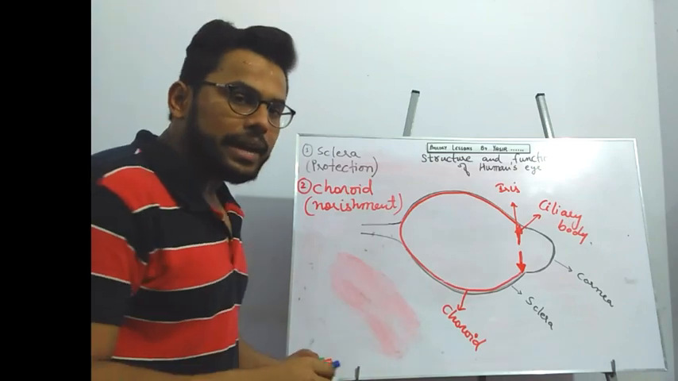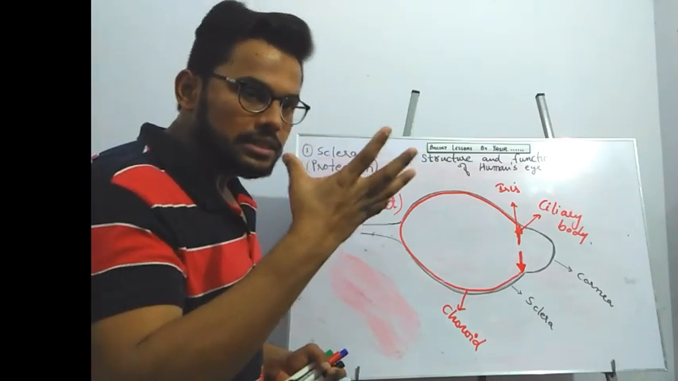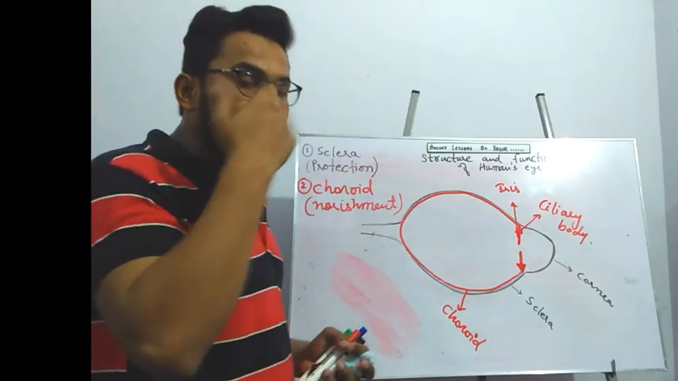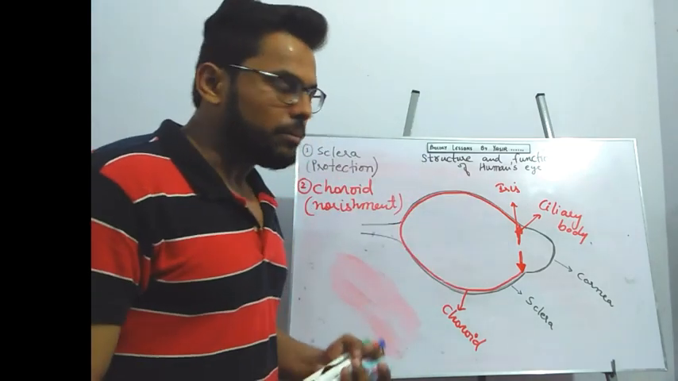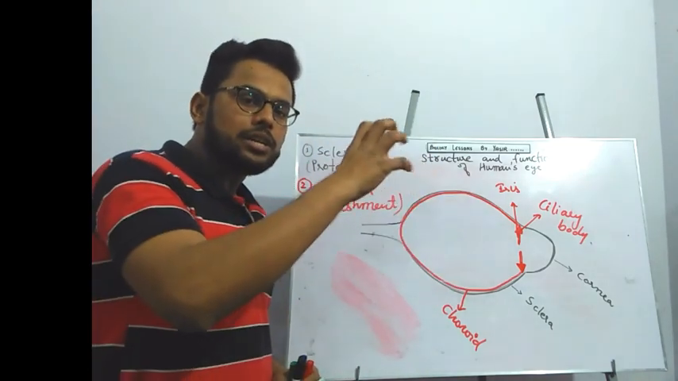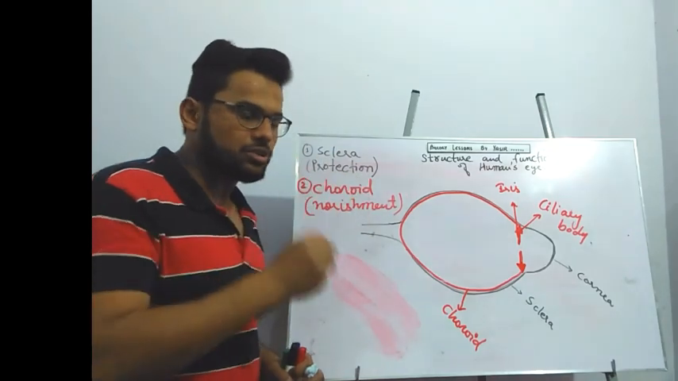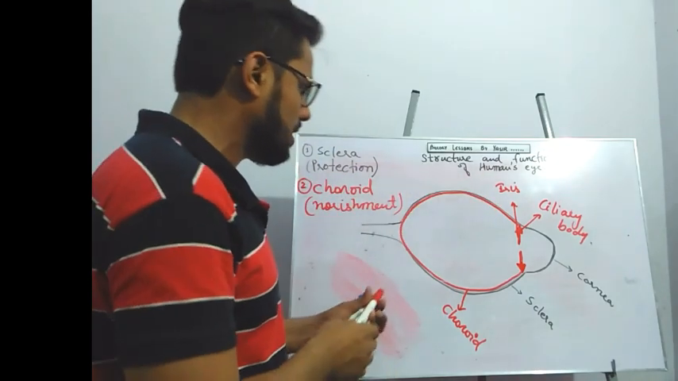Okay. So in dim light, the pupil gets bigger. So more and more light will enter our eye during the night, and during the day the pupil gets constricted. So a minimum amount of light will enter the eye.